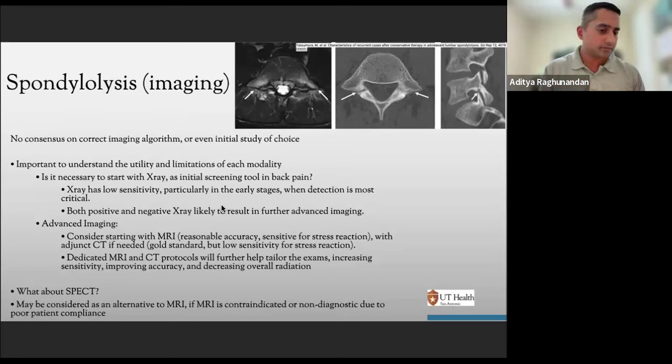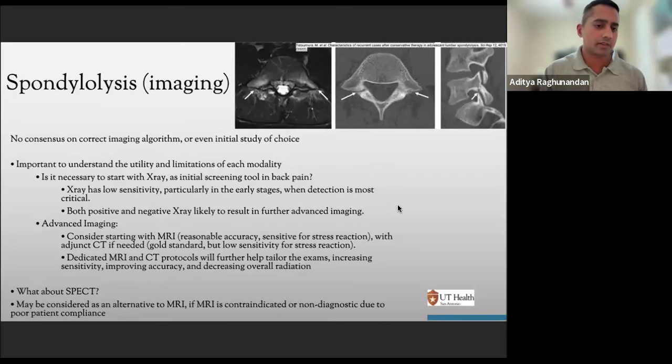But in general, X-ray has pretty low sensitivity, specifically in the early stages where it's the most critical. If you go back to the previous slide of progression, you want to catch it as early as possible. And even if you have a quote unquote positive sign on your X-ray, you're still going to get advanced imaging. So a lot of clinics do an X-ray, but you may or may not want to do one initially, especially if you have a young athlete and you're thinking about exposing them to radiation.